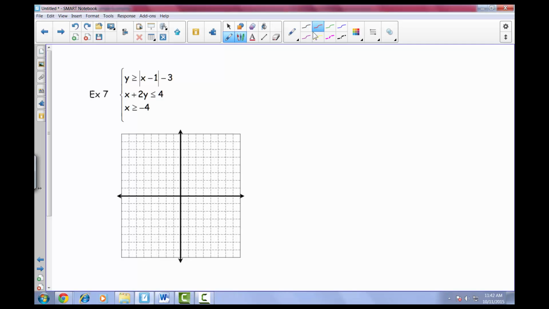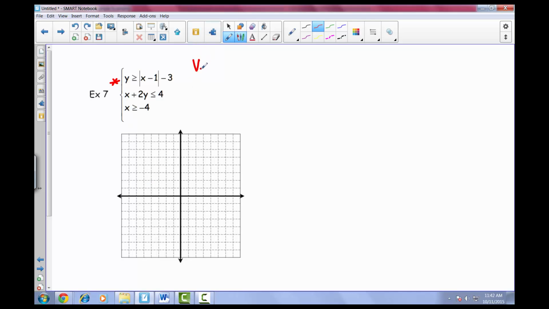Here we are at example 7 from our 3.37 notes. We're asked to graph the system of linear inequalities, and in this case we also have an absolute value inequality, and then find those vertices. So we're just going to go ahead and label this first one as a red line so that distinguishes the shading for in a little bit.